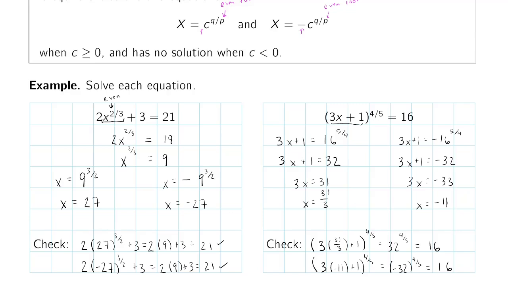We have to remember that if we have an even numerator, hidden in our solution steps is an even root, so we need to use the even root property and introduce a plus or minus.